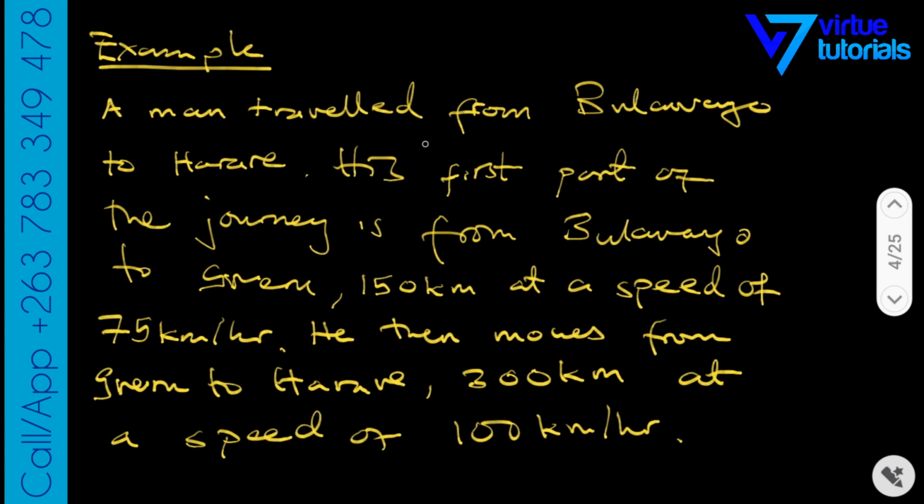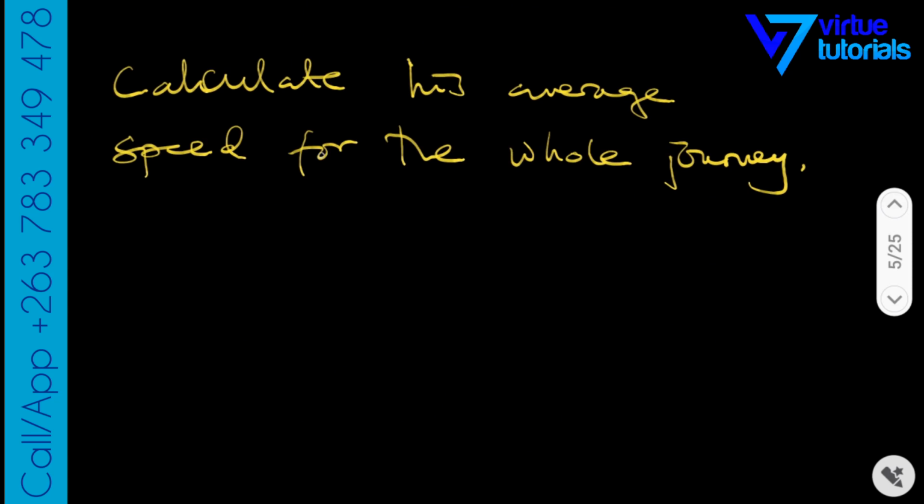So we have an example here. A man traveled from Bulawayo to Harare. His first part of the journey is from Bulawayo to Gweru, which is 150 kilometers at a speed of 75 kilometers per hour. He then moves from Gweru to Harare, a distance of 300 kilometers at a speed of 100 kilometers per hour, right? Calculate his average speed for the whole journey.